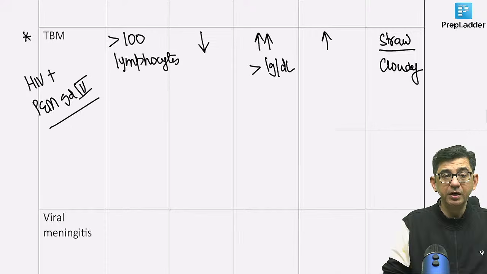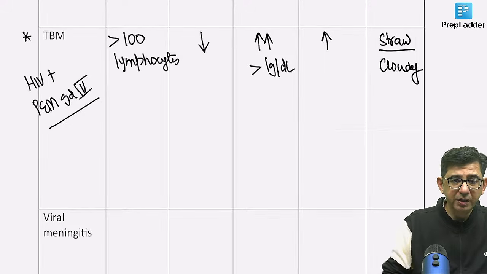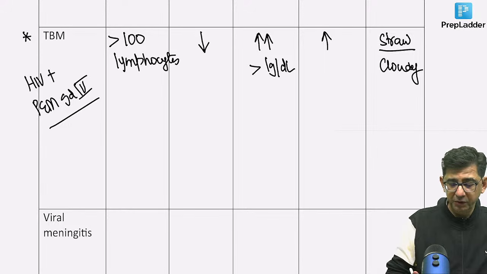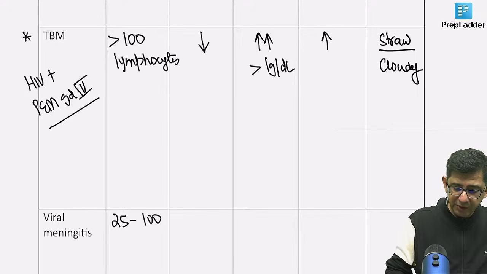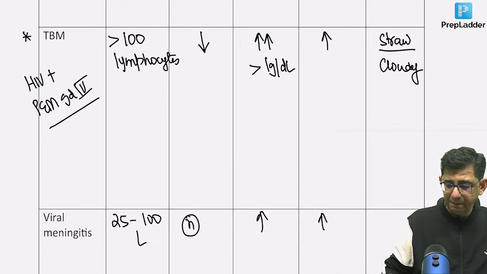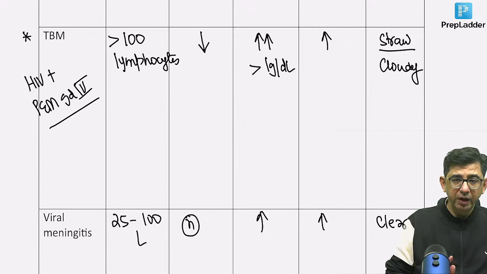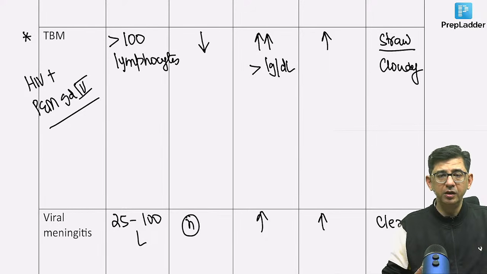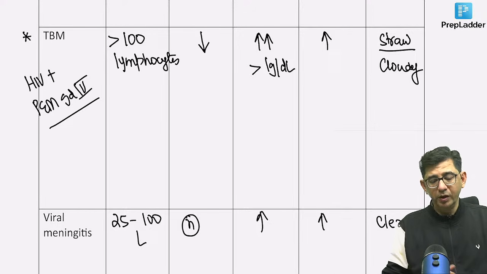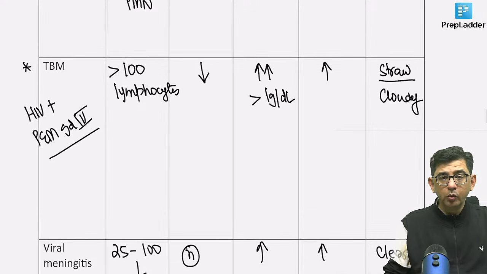But for viral meningitis, the aspect is viral meningitis and viral encephalitis findings will be same. Here also there can be 25 to 100 lymphocytes present, but the sugar values are normal, the proteins are elevated, and as far as the color is considered, that would usually be clear. But in viral meningitis, there would be nuchal rigidity, and in viral encephalitis, there is no nuchal rigidity present in a patient. So that is the baseline.